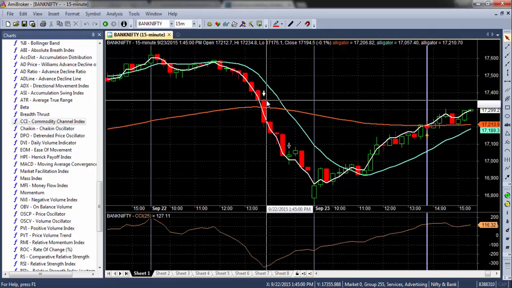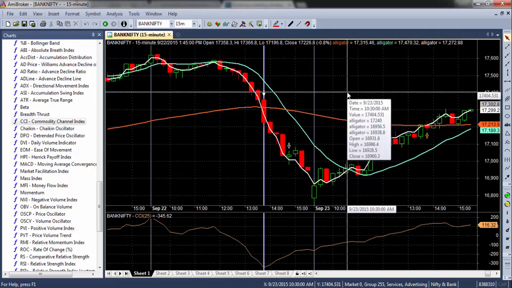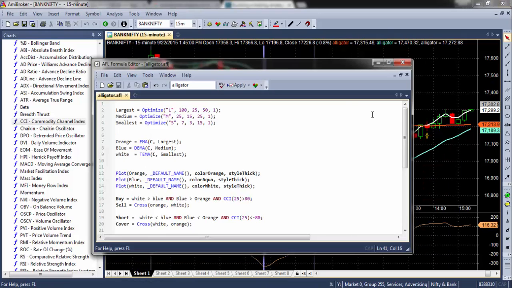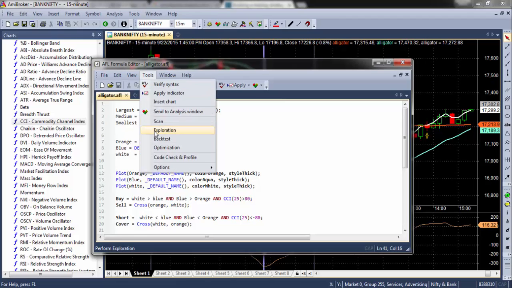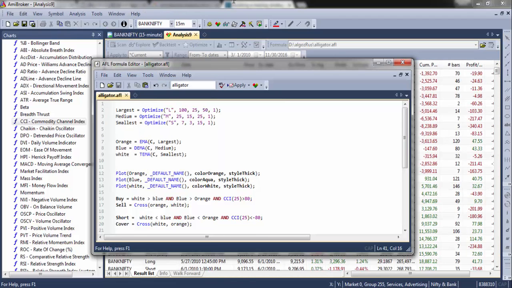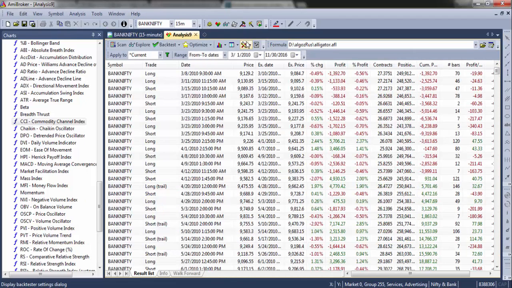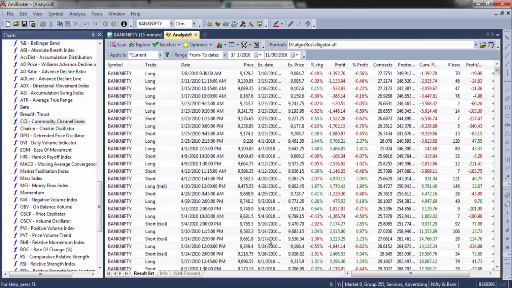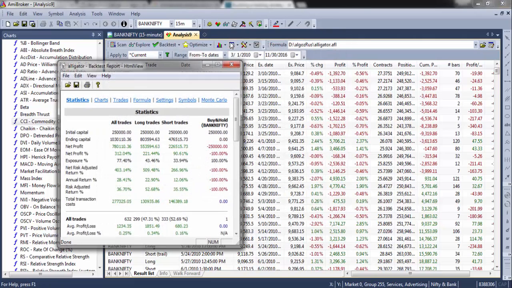So let's quickly go back to the formula and run a backtest of it on Nifty just to see how it would have performed. Tools, backtest. So backtesting on Nifty, same settings as earlier, 15-minute interval, a brokerage of 0.035%, account margin of 100, so no leverage. And let's click on report.